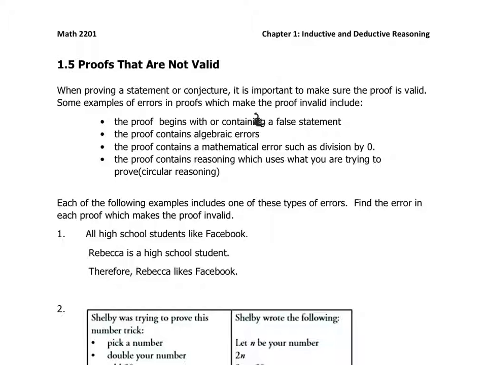The proof contains algebraic errors. The proof contains a mathematical error, such as division by zero, because you can't divide by zero. The proof contains reasoning which uses what you're trying to prove, or what we call circular reasoning. So here are some examples now of these types of errors.